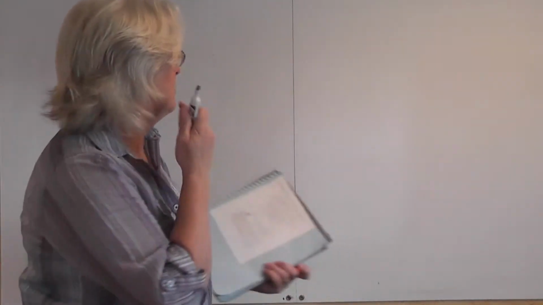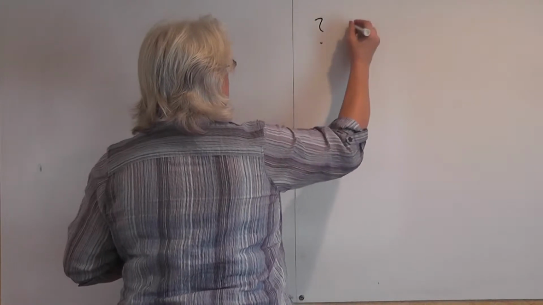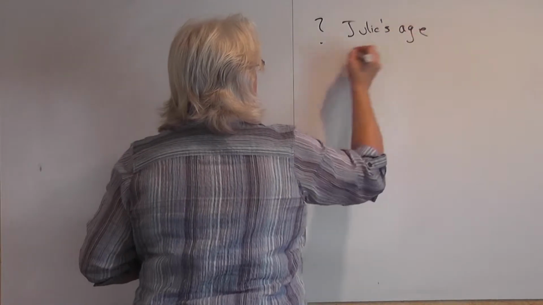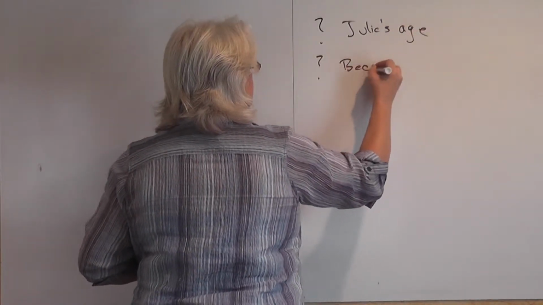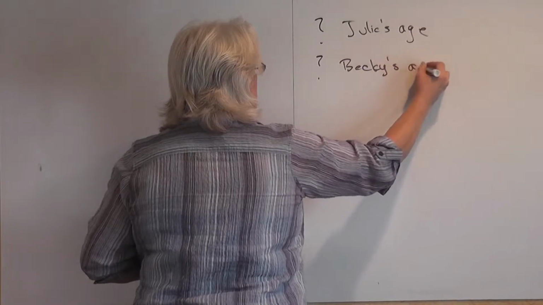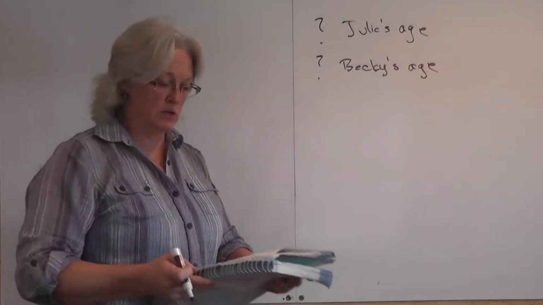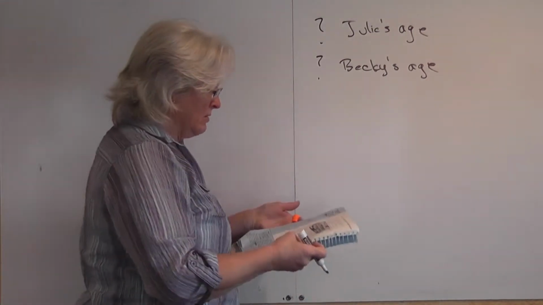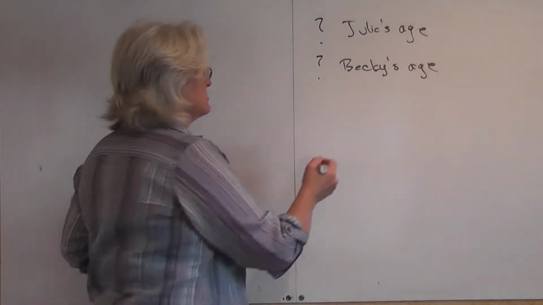Let's read this example. Write an expression for each unknown. Becky is 2 years older than Julie. What is Julie's age? And what is Becky's age? So let's think, what do we have? We want to know Julie's age. We want to know Becky's age. What information do we have? Well, we know that Becky is 2 years older.